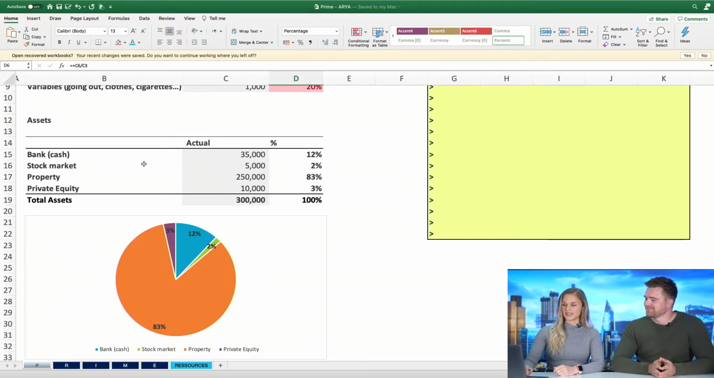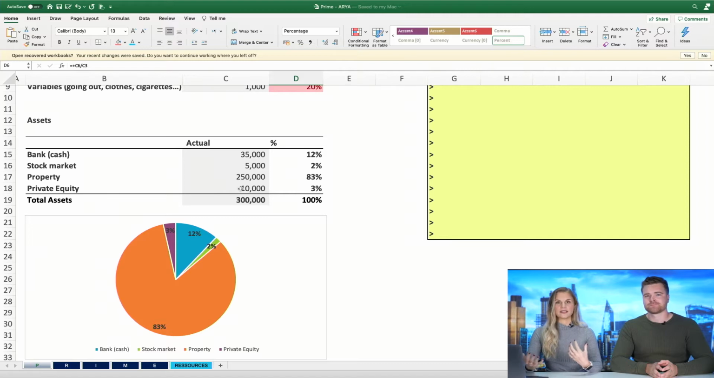And we have the stock market, whatever you have invested. This person has £5,000. We have our property. This is a very high ticket investment, so it's always going to skew your portfolio, but it's a great investment in terms of longevity. And then we have private equity, which is investing into companies which have not been listed on the stock exchange yet. Very risky, but very lucrative if it goes your way, if it goes well.